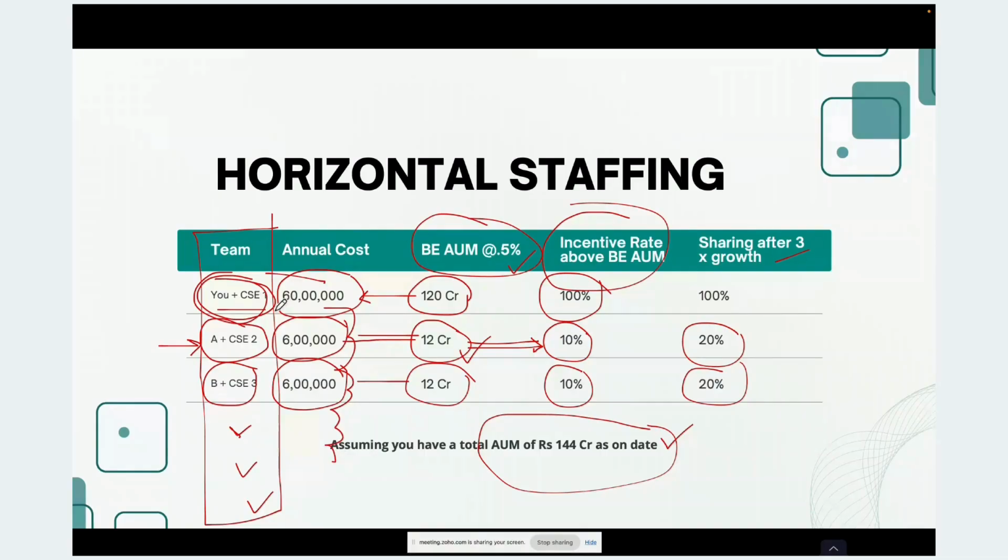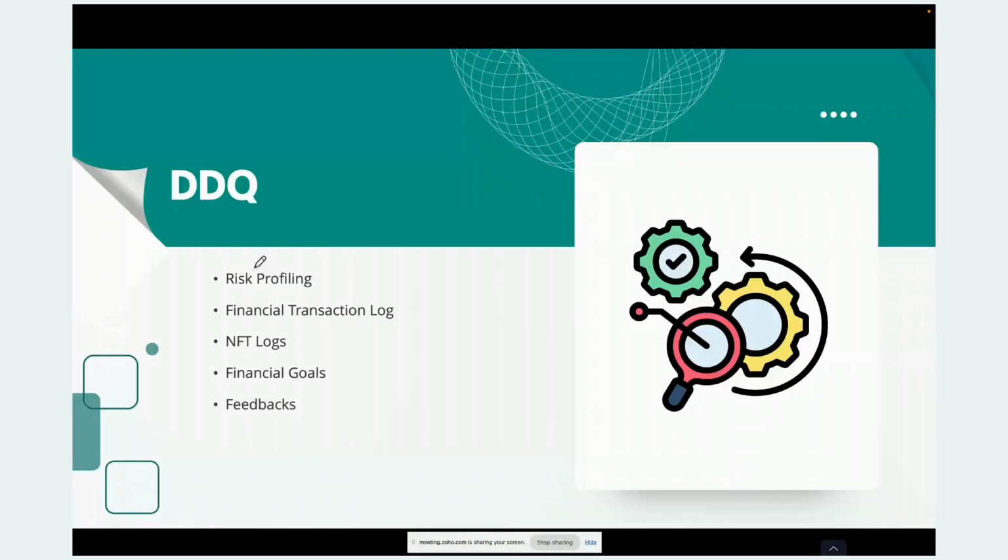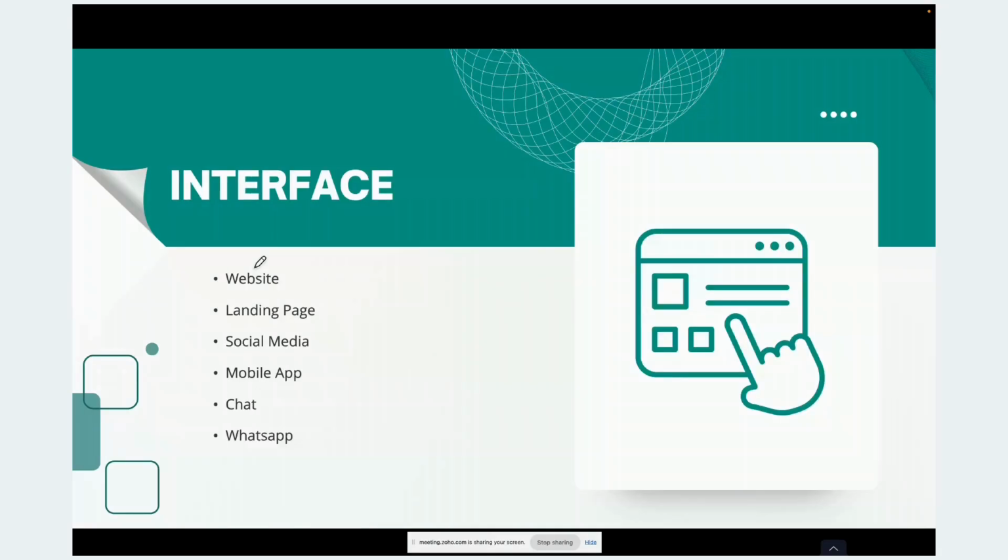And you maintain yourself at a level which is under manageable range. Maybe instead of 120 crores, you can keep just 60 crore with you and hire more people who can give services to the customers. So that's the way. Anyway, these are the things which I talked about, and due diligence is obviously very important, and interface is again important.